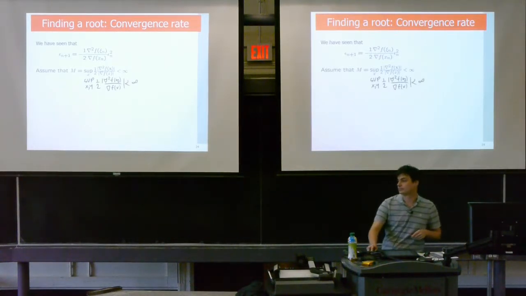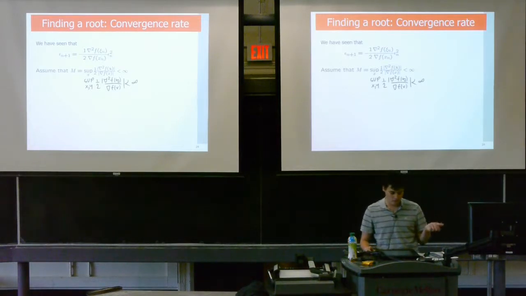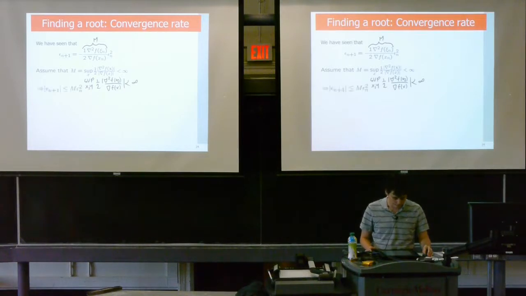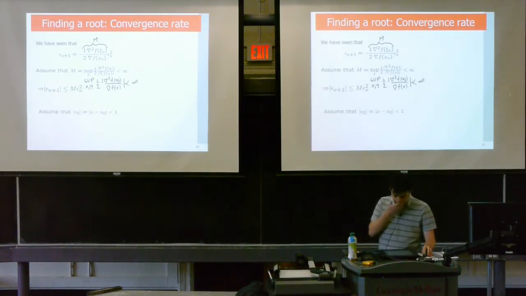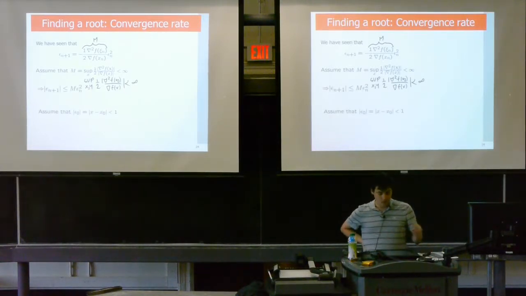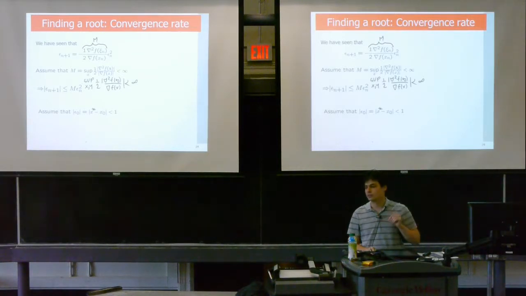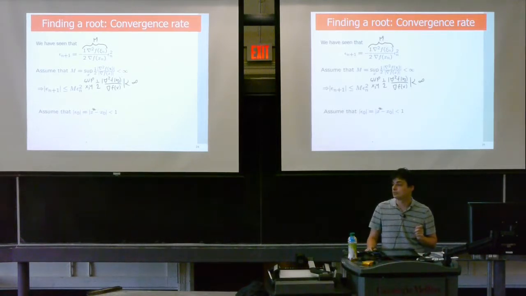That's bounded. So it means that we have this m, and epsilon n plus 1 is just m times epsilon n squared, where m is a bounded quantity. If we further assume that at the initial point, epsilon naught, which is just x star minus x naught, is less than 1, then we can see that with quadratic rate, epsilon n is converging to 0.